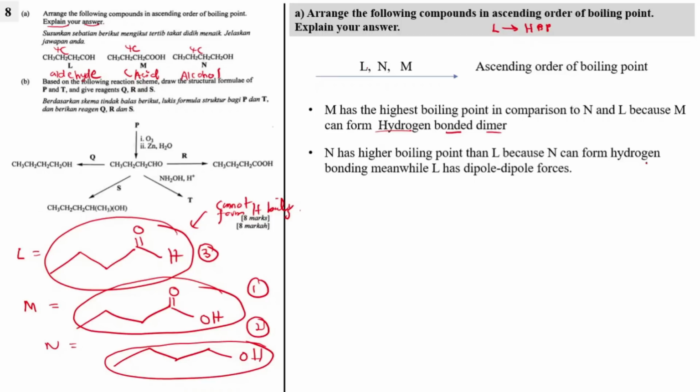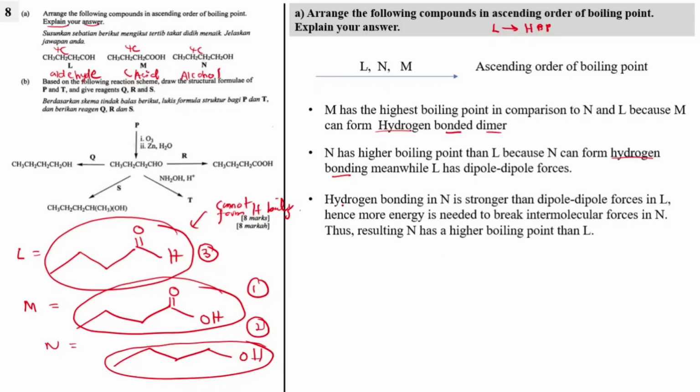So alcohol can form hydrogen bonding. Meanwhile, aldehyde cannot form hydrogen bonding. What they can form is only dipole-dipole forces because it is a polar molecule. And therefore, we can say that the hydrogen bonding in N is stronger than the dipole-dipole forces in L. Hence, more energy is needed to break the intermolecular forces in N, thus resulting in N having a higher boiling point than L. Okay, so this is how you answer question 8A.